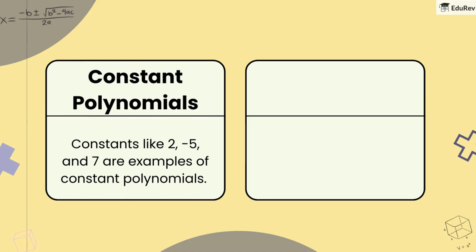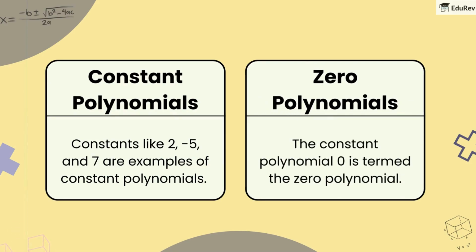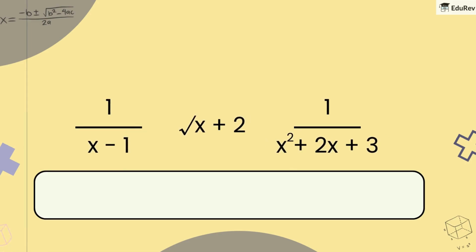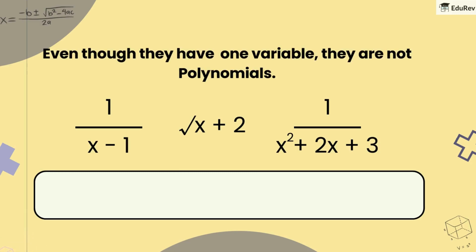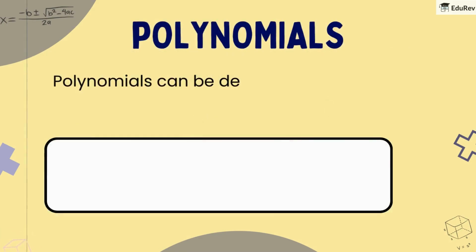Constants like 2, minus 5, and 7 are examples of constant polynomials. And there's something called the zero polynomial, represented simply by the number 0. But remember, not every expression with variables is a polynomial. Expressions like 1 upon x minus 1, square root x plus 2 or 1 upon x square plus 2x plus 3 are not polynomials because their powers are not whole numbers.